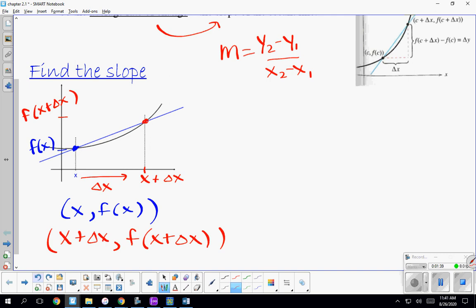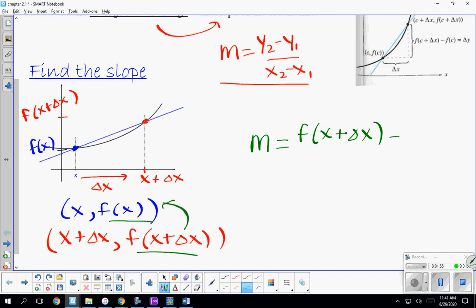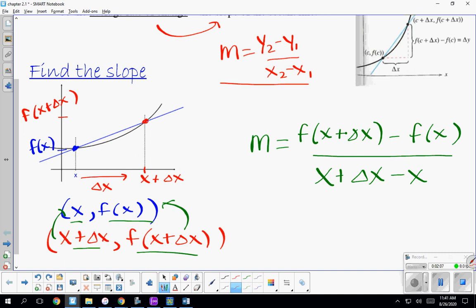They're also on the blue line that's called a secant line. If I were to then find the slope of the secant line, I would use this formula. My formula says I'm going to take my y values and subtract the two, so I'll have f of x plus delta x minus f of x. Then in the denominator, I'm going to take my two x values and subtract them, so I will have x plus delta x minus x.